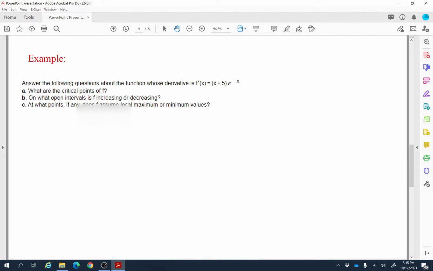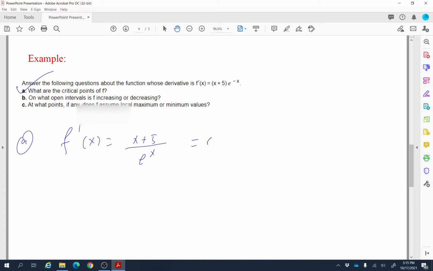So I'm going to show you an example here. In the first example, the derivative of the function is given. What are the critical points? Critical points mean where the derivative of the function is 0 or does not exist. This derivative is (x plus 5) over e to the power x. The domain of this function is all real numbers, so there is nothing where this derivative does not exist.